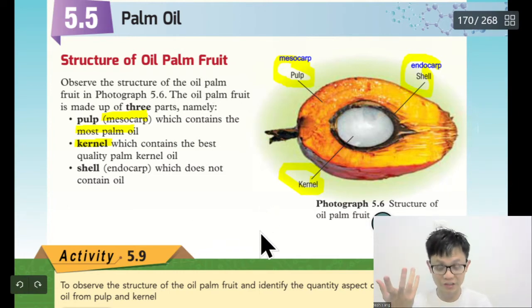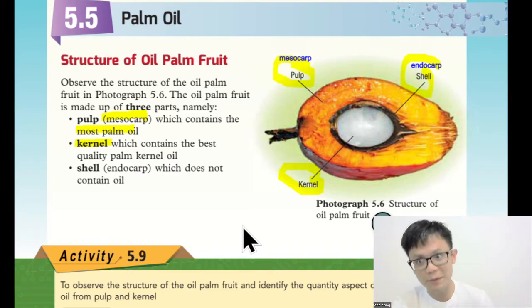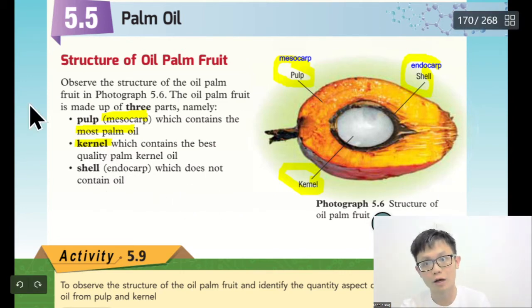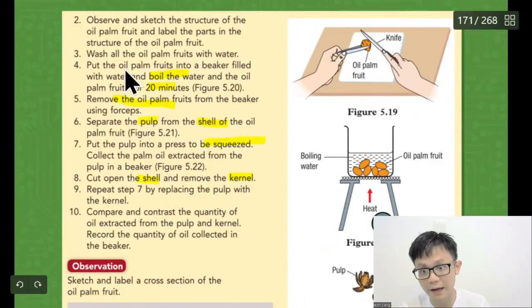But let's refresh, because it's been already 1 week since we met. So maybe I just use 5 minutes to explain what we have learned. This one is something that you need to memorize, okay? Mesocarp, endocarp, the inner one is the shell, pulp, and canal. This one you need to know, all the highlighted ones.